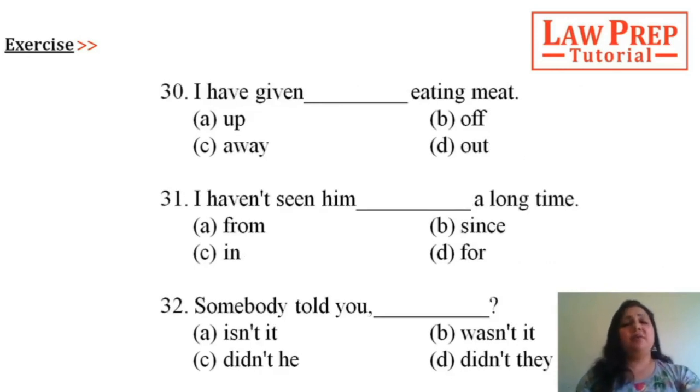I have given dash eating meat. Now again a phrasal verb question, a preposition question. Given away, given off, given out. Given out means to announce, right? Given away means to give up, you leave something. And given up also means leave something. Now give away is gave way. Gave way and gave away and given up, I'll explain the difference.